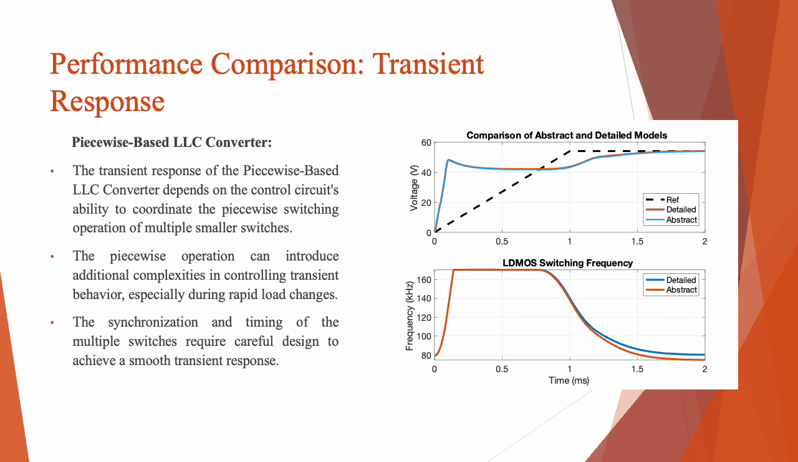The synchronization and the timing of the multiple switches require careful design to achieve a smooth transient response, as shown in the figures. The first figure is about the comparison of the abstract and detailed model, and the lower one shows the LLC MOSFET switching frequency. The blue color in the lower figure shows the detailed switching frequency, and the other one is the abstract frequency.